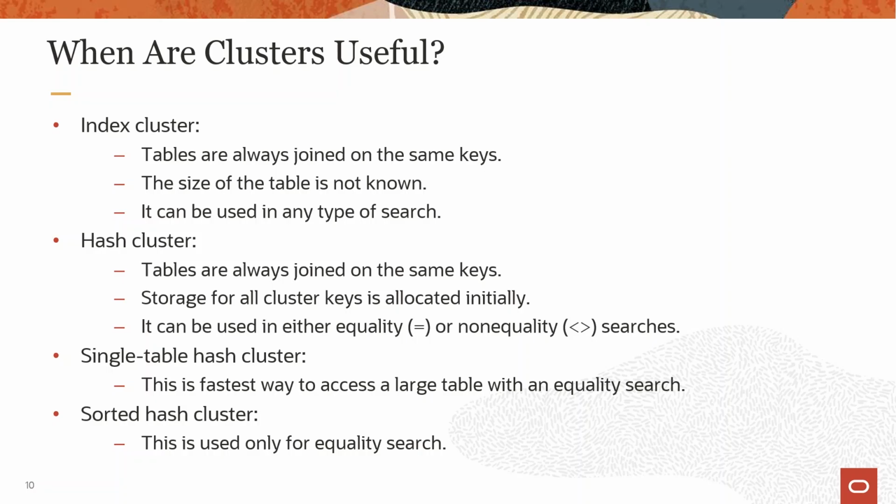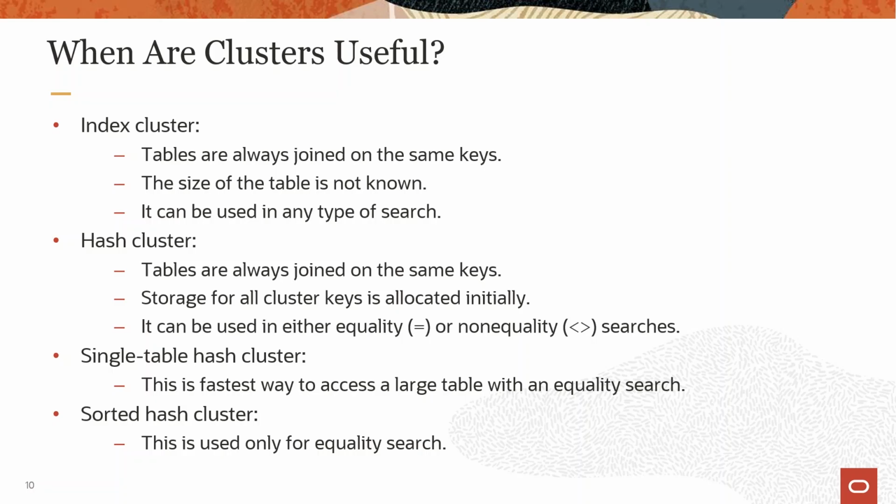A hash cluster is used for tables that are always joined upon the same keys. Storage for all cluster keys is allocated initially, in fact. Can be used for equality and non-equality searches, in fact. You can also create single table hash clusters, which is actually a very fast way to access a large table with an equality search, in fact. You can also create sorted hash clusters, which is used only for equality searches.